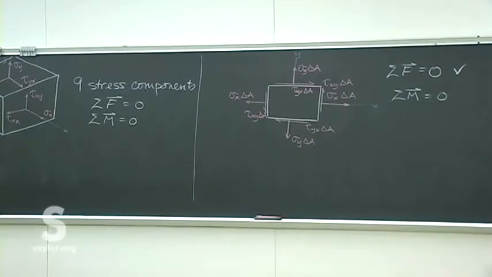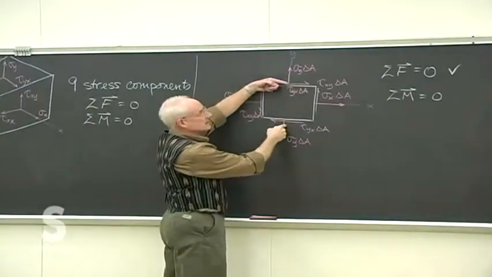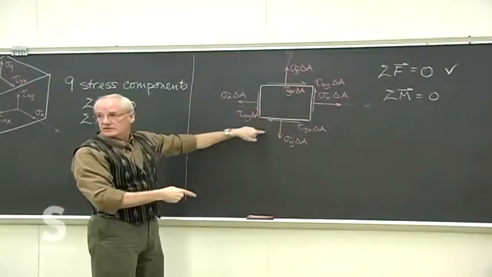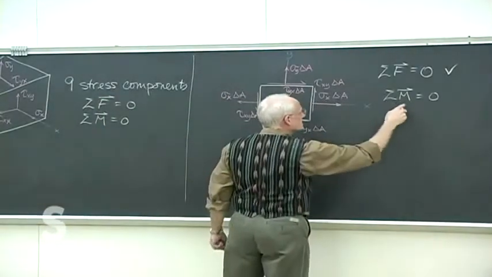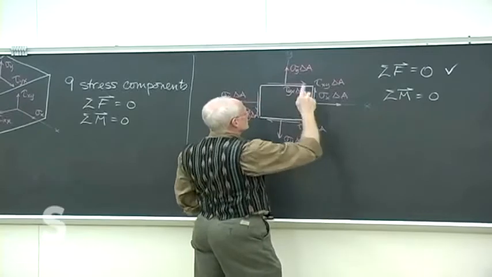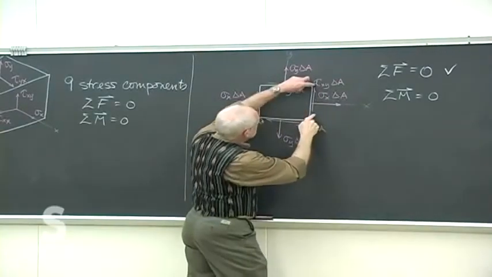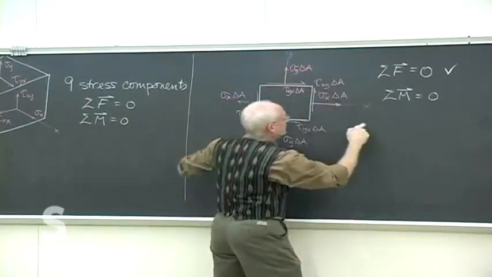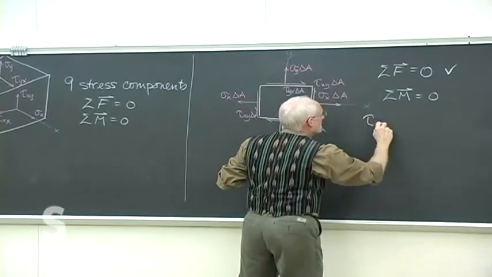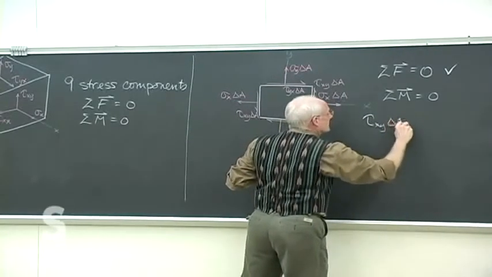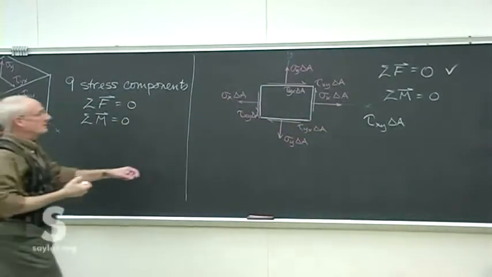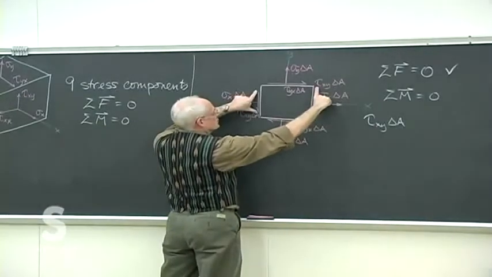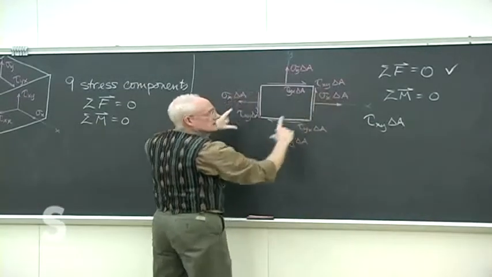That's not true of the shear forces, though, because they're equal and opposite, but they're not collinear. They're separated by a distance A. So we need to satisfy a moment balance here with the shear stresses. So we'll take this couple first, tau xy delta A. That's the magnitude of the forces in this couple. This is the couple of these two shear forces on the x faces.